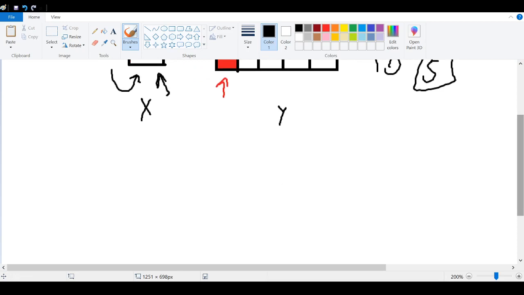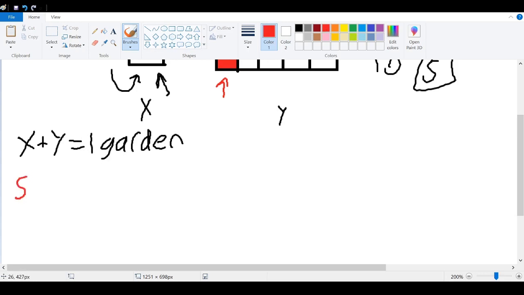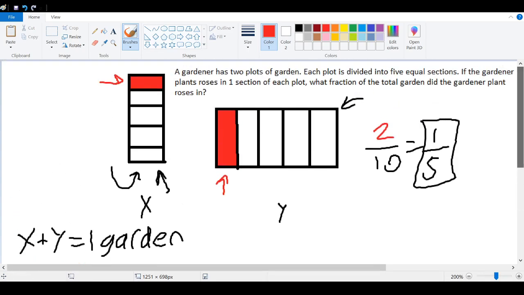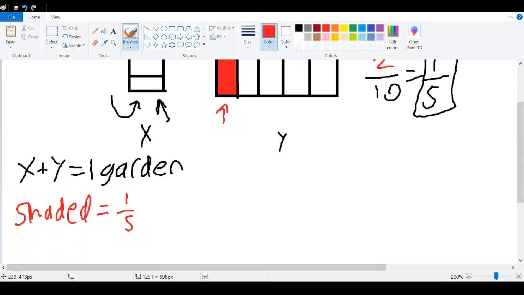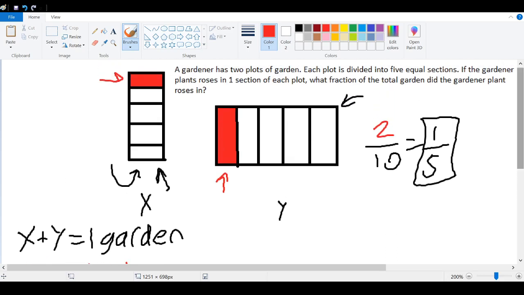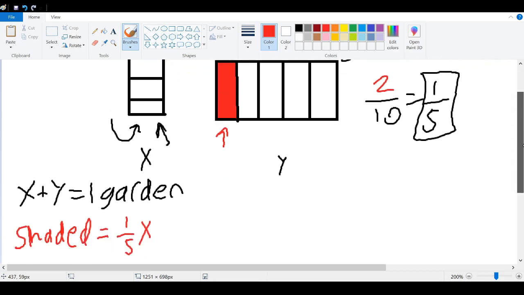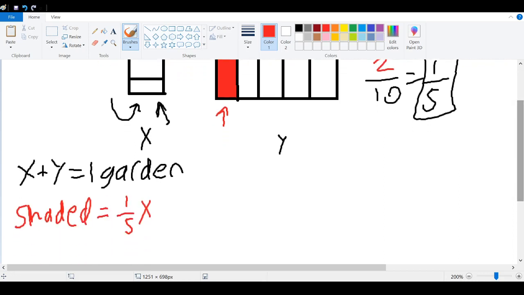And so we know x plus y, the areas of x plus y, this must equal 1 garden. Okay? And now let's look at the area of the shaded region. So the shaded region, which is the thing we're trying to find a fraction for, is equal to, well, if we look, this red shaded region is 1/5 of the entire plot. So this is equal to 1/5 of x. Likewise, this shaded region is 1/5 of y, since x and y are both divided into 5 equal sections, plus 1/5 of y.